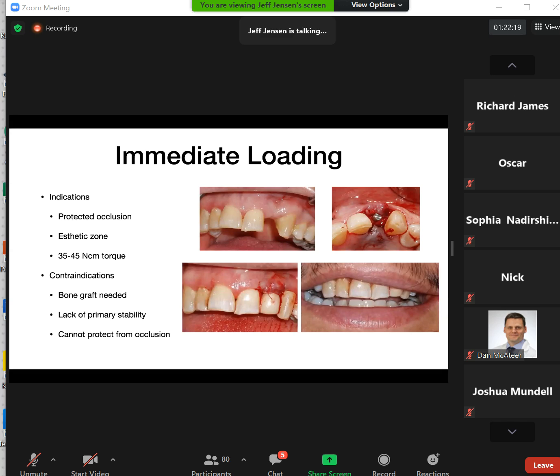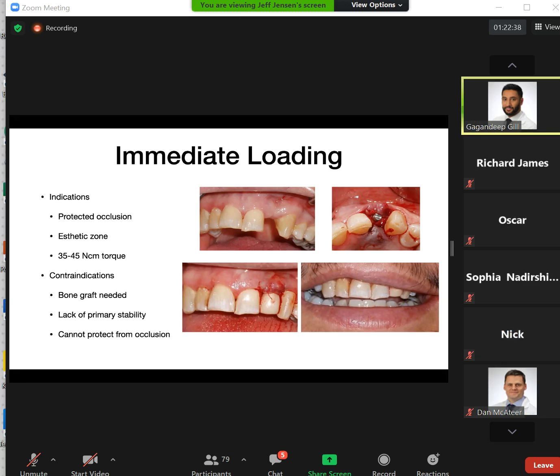There's too much going on here to then temporize, because a bone graft really needs to be immobile and stable. And if you put a crown on that and start to get a little movement, then you're going to compromise that bone graft.